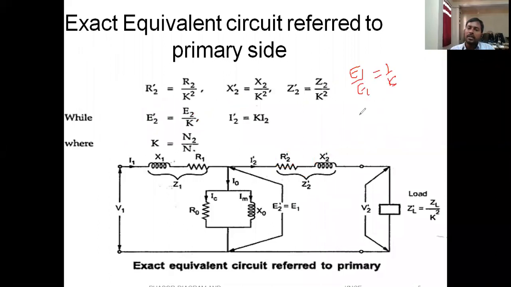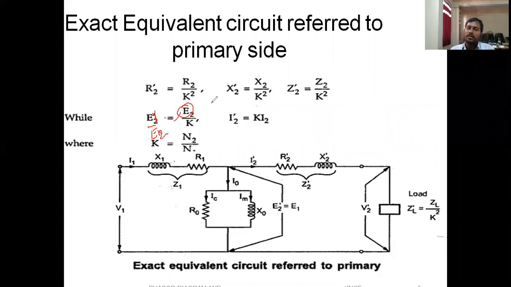Simply, according to E2 by E1 equal to E1 by E2 equal to 1 by K, here you are changing secondary voltage E2 to primary. So that is nothing but E2 dash. The relation between E2 and E2 dash: E2 by E1 is equal to K, but here primary by secondary becomes 1 by K. So this is the primary value, and E2 is the secondary value.